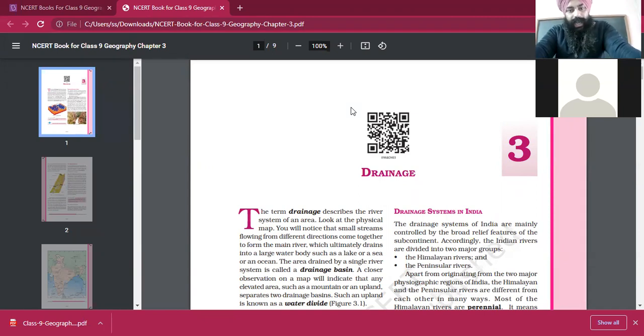of water, and the main river. So those smaller streams of river which join together and fall in a larger water body, a larger stream, are known as the tributaries.